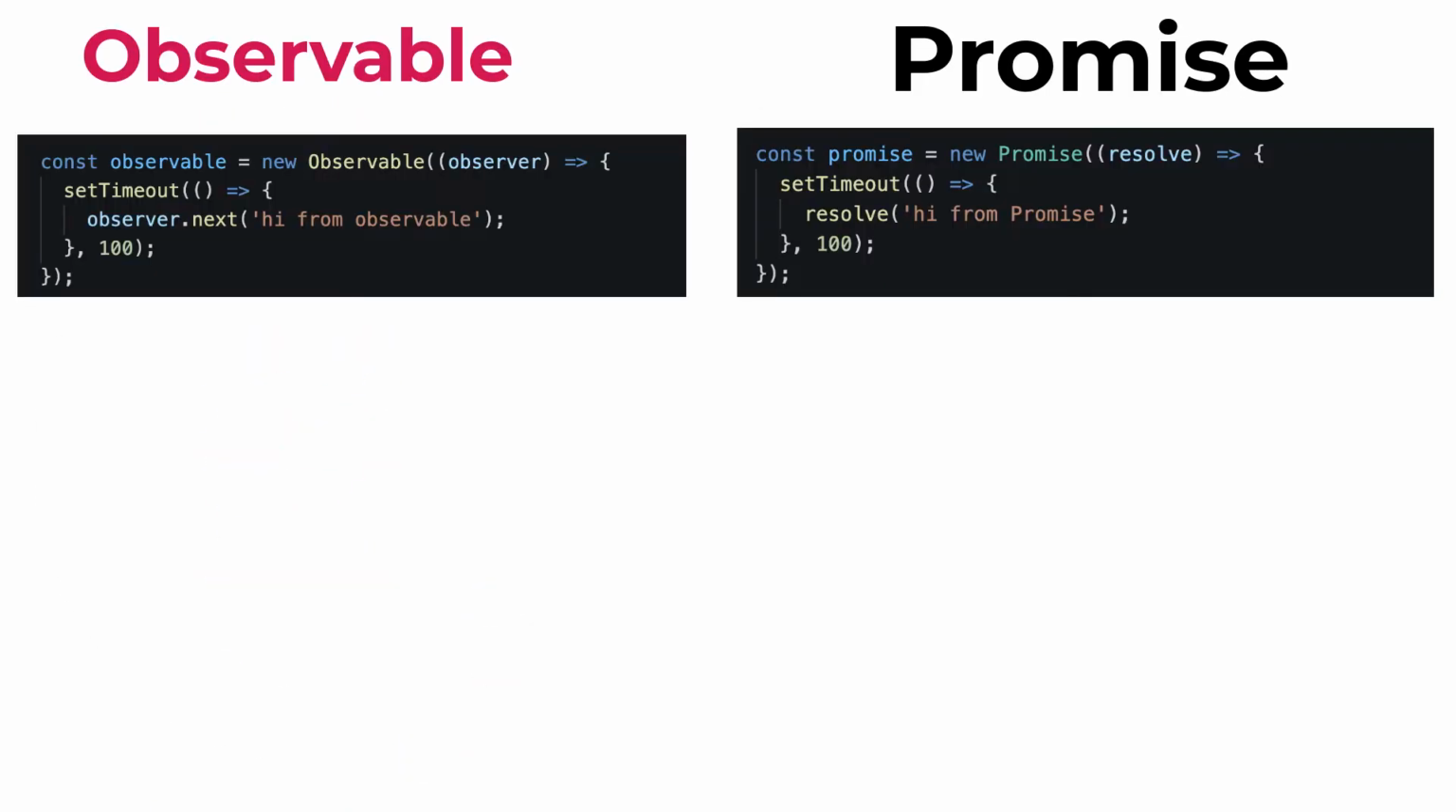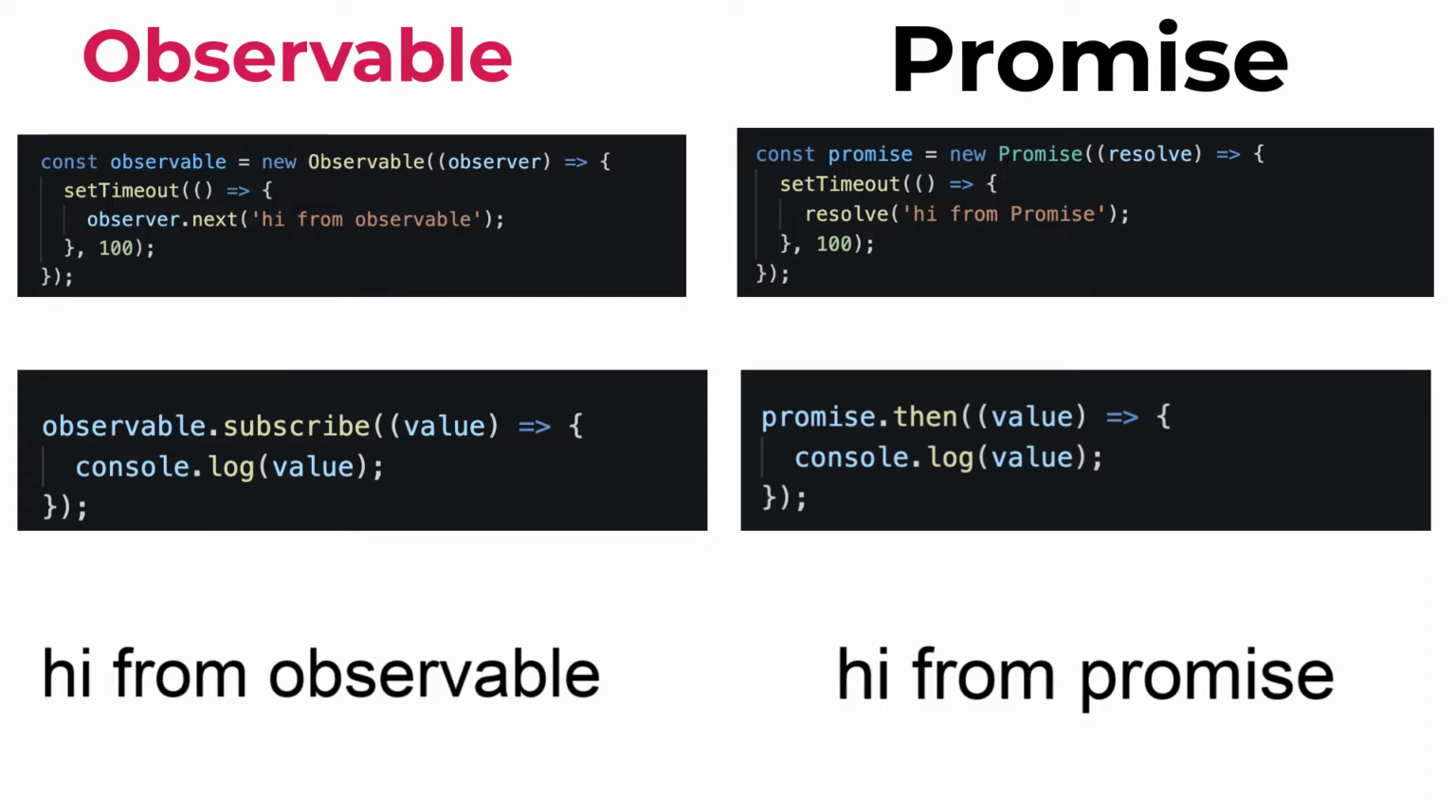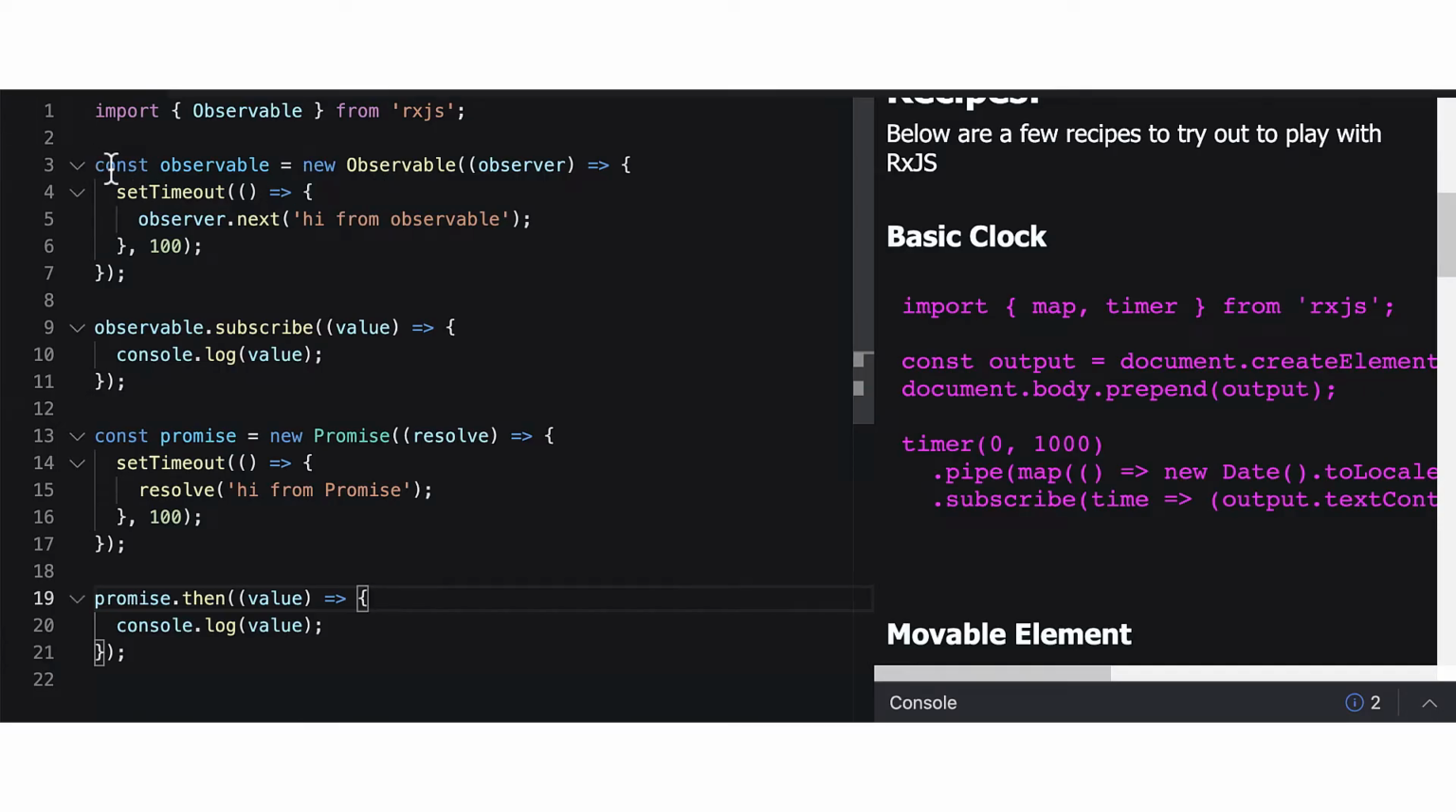Let's start with a basic comparison. In this example, we are creating an observable which emits a value after 100 milliseconds and also a promise which is resolved after 100 milliseconds. For an observable, we do a subscribe, and for a promise, we do a then function. And both values are displayed. So there is no difference in this scenario. Let's see this in action.